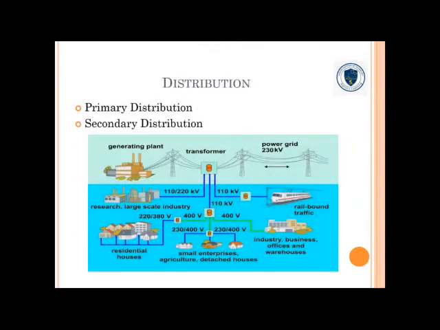Distribution. The classifications of distribution are primary distribution and secondary distribution. Primary distribution delivers power from distribution substations to distribution transformer. The voltage level of primary distribution is higher compared to secondary distribution. It is directly fed to the industries requiring high voltage or heavy loads. Secondary distribution delivers power from primary distribution to domestic consumers or industry. The voltage level will usually be 230 volts or 440 volts.